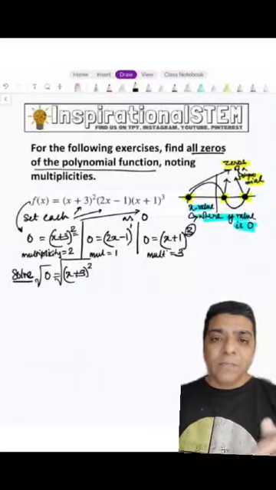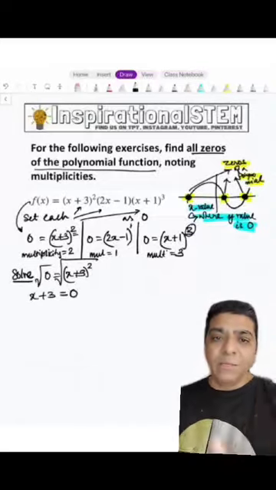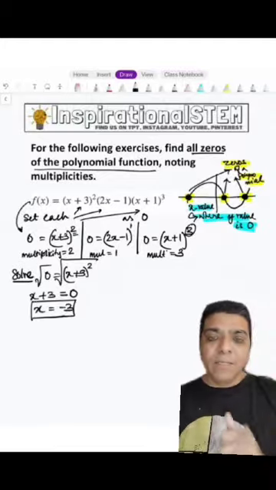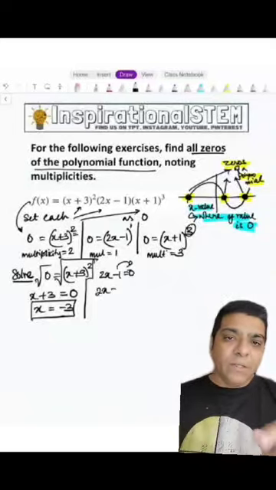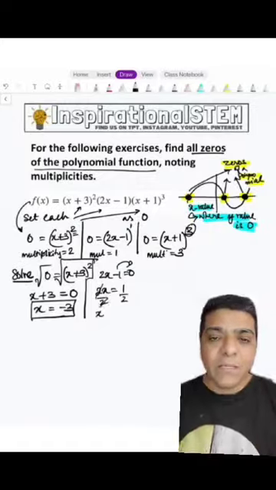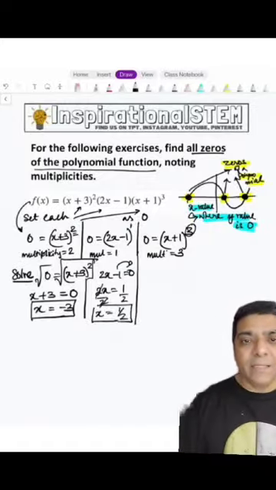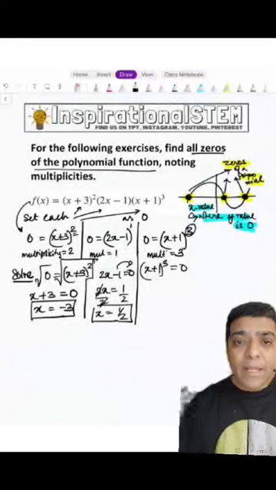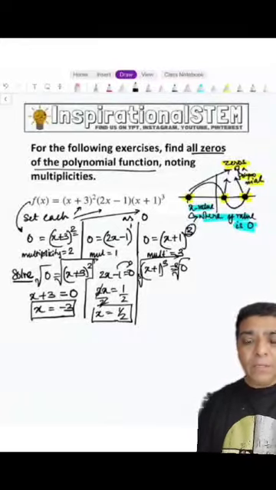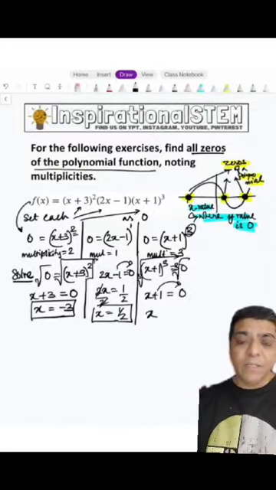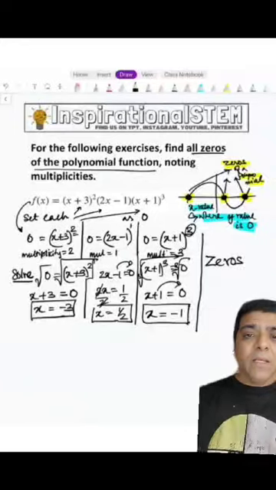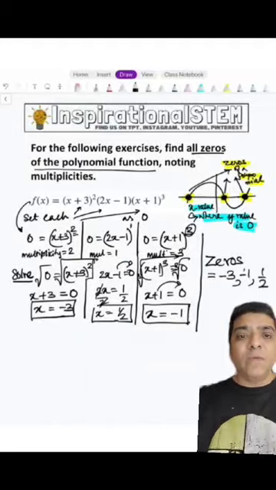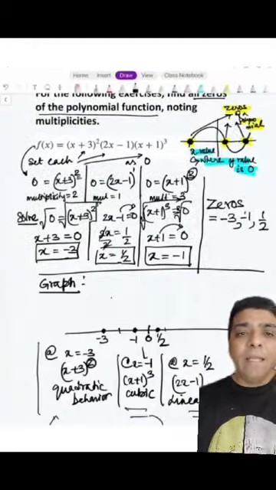So let's solve for it. (x plus 3) squared, square root on both sides, you get x plus 3 is 0. Take the 3 to the other side, x equals negative 3. That's our first x-intercept. For the next one, 2x minus 1 equals 0. Take the negative 1 to the other side, divide both sides by 2, we get x equals half. So that's our next x-intercept. The last one is (x plus 1) cubed equals 0. So cube root on both sides, and we get x plus 1 is 0. Take the 1 to the other side, x is negative 1. So those are the zeros of the polynomial. Negative 3, negative 1, and half are the x values where our graph will intersect the x-axis.